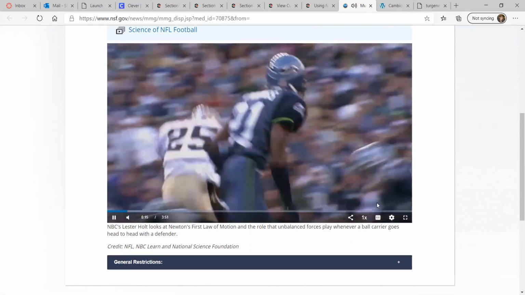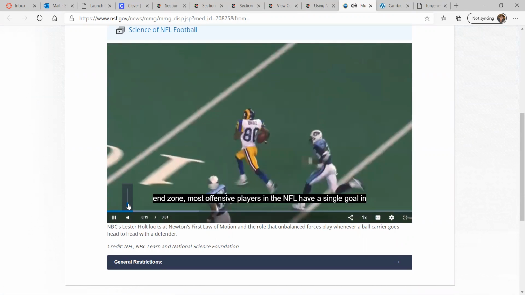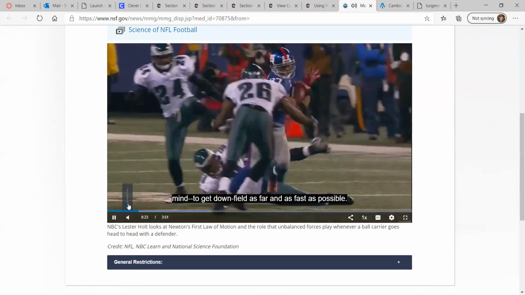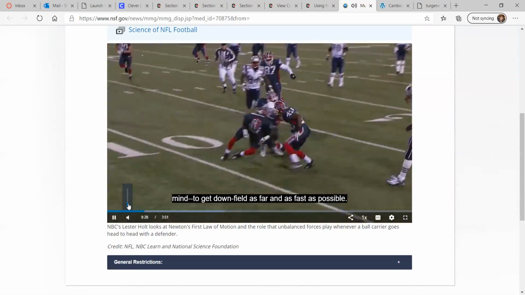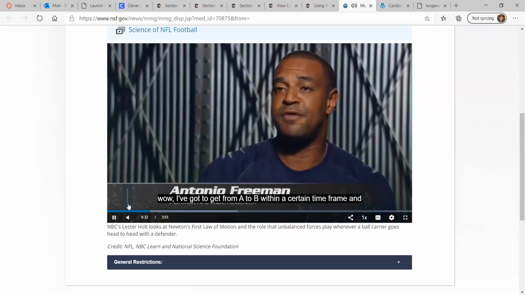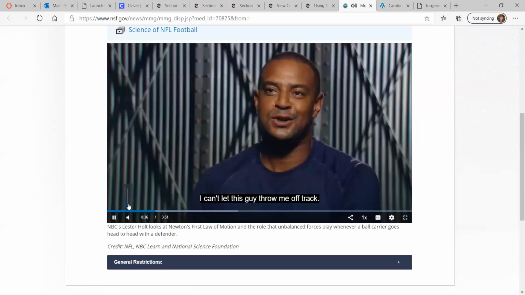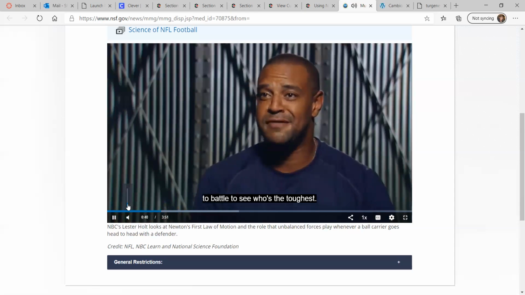Whether it's a running back breaking through the secondary or a wide receiver on a foot race for the end zone, most defensive players in the NFL have a single goal in mind: to get downfield as far and as fast as possible. You're thinking, wow, I've got to get from A to B within a certain time frame, and I can't let this guy throw me off track. So it's kind of like a chess match at that point in time. It's the battle to see who's the toughest.